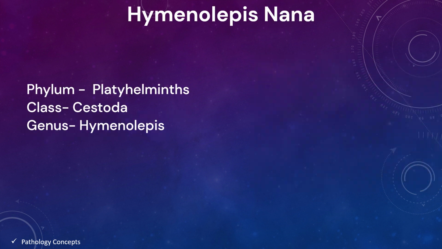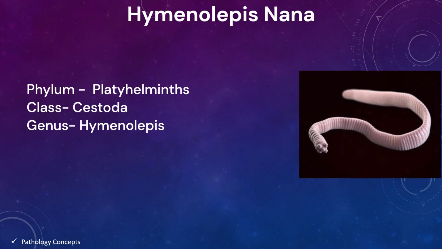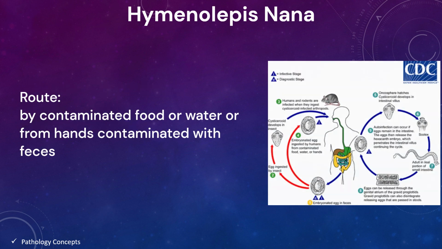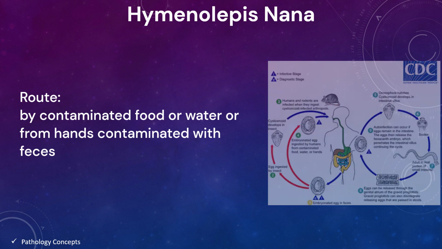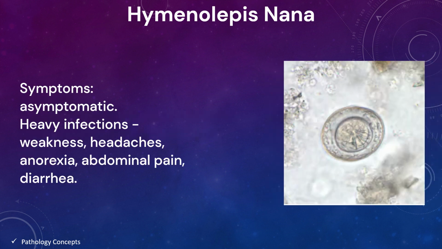The next is Hymenolepis nana. Phylum is Platyhelminth, class is cestode, genus is Hymenolepis. Route of infection is contaminated food or water or from the hands contaminated with feces. Symptoms. Most cases are asymptomatic. Heavy infection with H. nana can cause weakness, headaches, anorexia, abdominal pain and diarrhea.